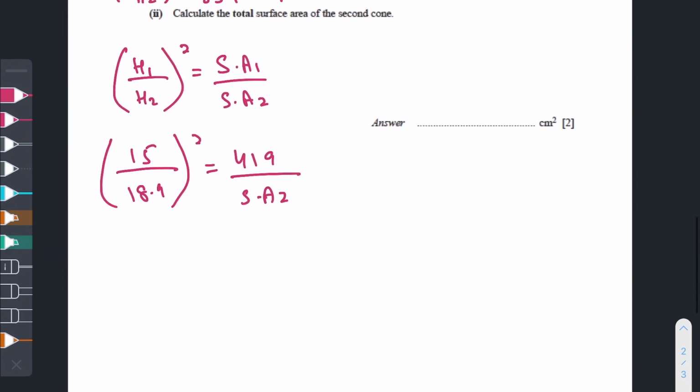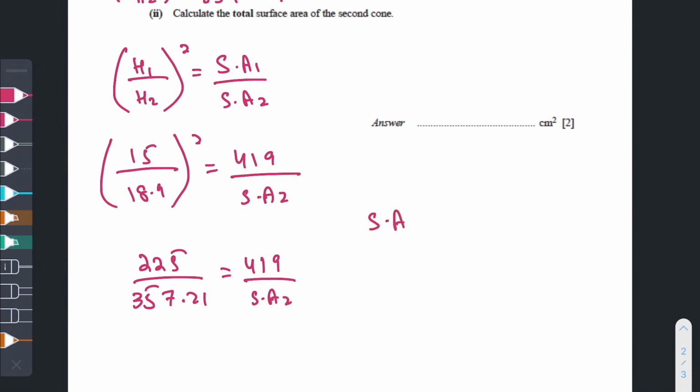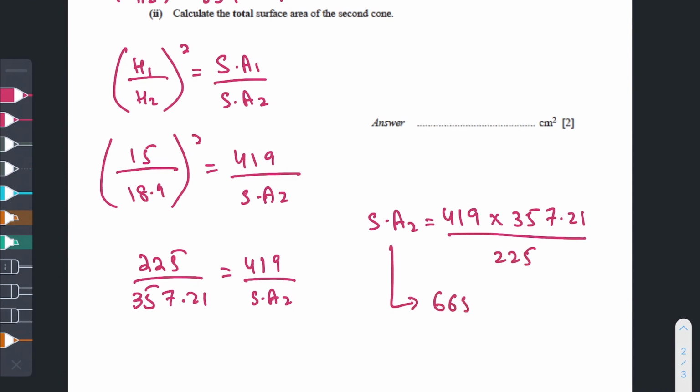When we square this 15 and 18.9, you get 225 over 357.21 is equal to 419 over surface area of the second cone. When we cross multiply this and find the value of the surface area of the second cone, this becomes 419 times 357.21 divided by 225, and the surface area comes out to be 665 centimeters squared. You write the value over here, 665, and we're done with the question.